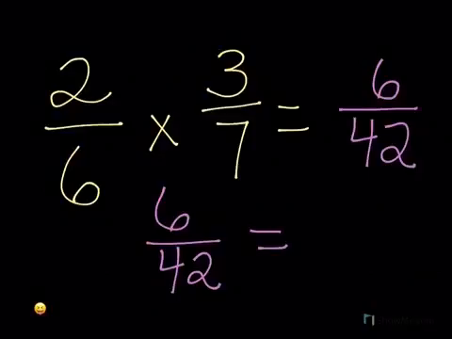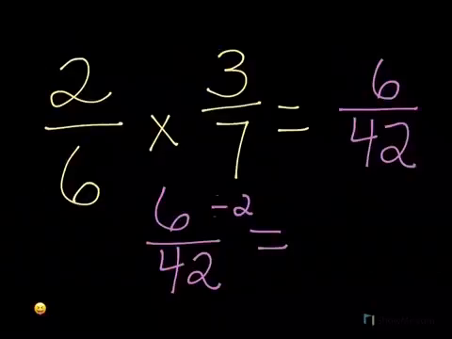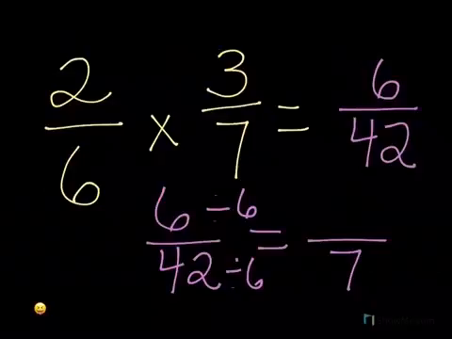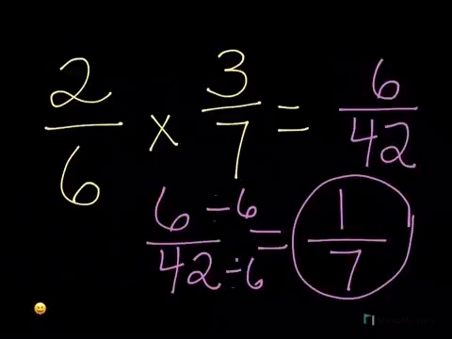6/42. They're both even, so I could divide by 2 until I can't divide by 2 anymore. Or, if I know my math facts, I could divide them both by the common factor 6. 6 goes into 42 7 times, and 6 goes into 6 once. My final simplified answer is 1/7.